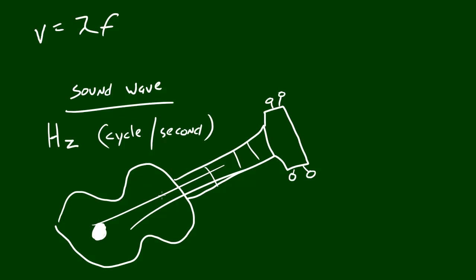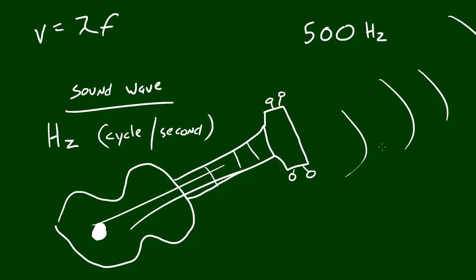So basically, whenever you pluck a guitar, the strings vibrate at around 500 hertz. So they make 500 vibrations every single second, which is incredibly fast. Now, here are the sound waves coming off the guitar. Pretty realistic sound waves. The distance between these different waves is often around 0.7 meters whenever we're talking about sound.